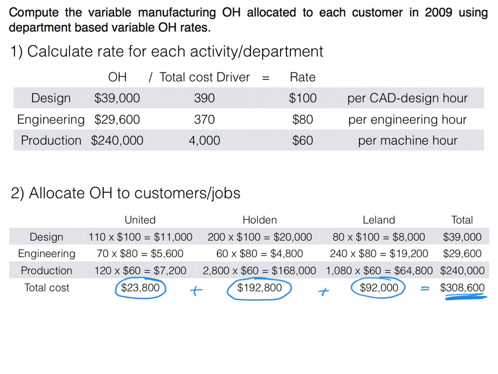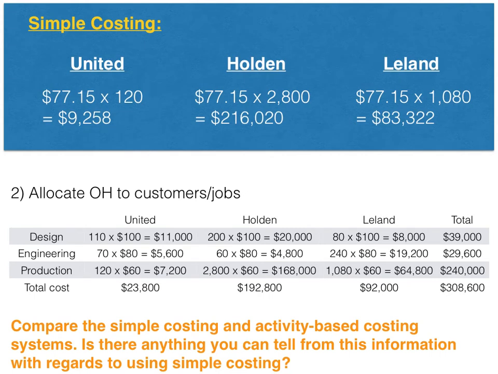Now let's compare the two. So we did simple costing first, then we did activity-based costing based on the different departments or activities. So now let's look at the two together. On the top here, we're given simple costing, and at the bottom is our activity-based costing. So the question here is to compare the simple costing and activity-based costing system. Is there anything you can tell from this information with regards to using simple costing? So let's look at this.